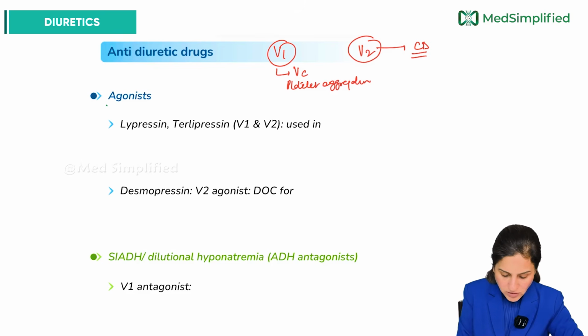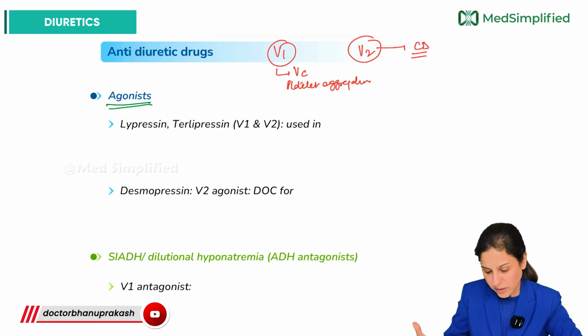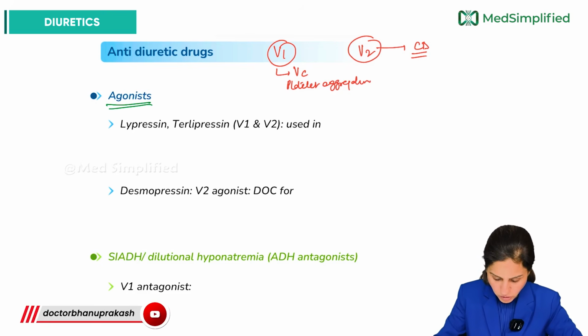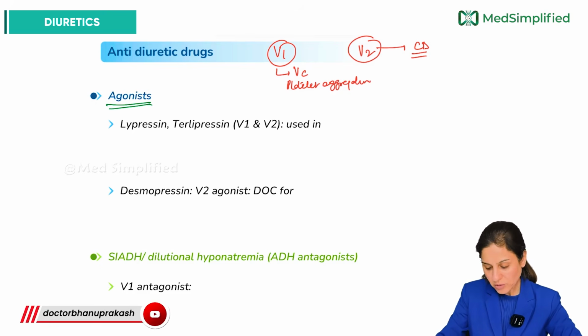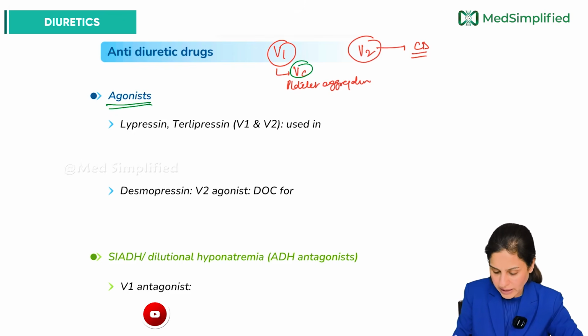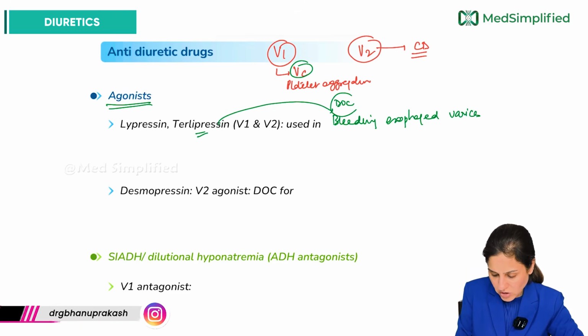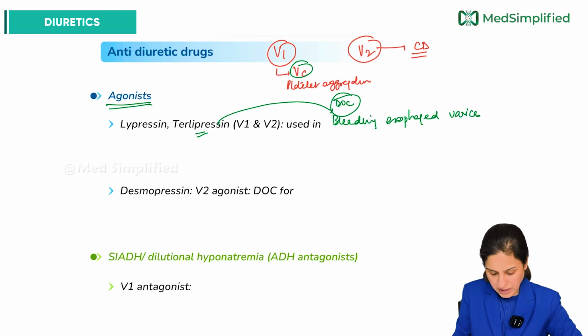So we have some agonists and we have drugs which are the antagonists. Agonists are going to work like the antidiuretic hormone. So where do you think they can be used? Now, this property of V1, vasoconstriction, has been employed in cases of bleeding esophageal varices. So terlipressin is the drug of choice for bleeding esophageal varices.